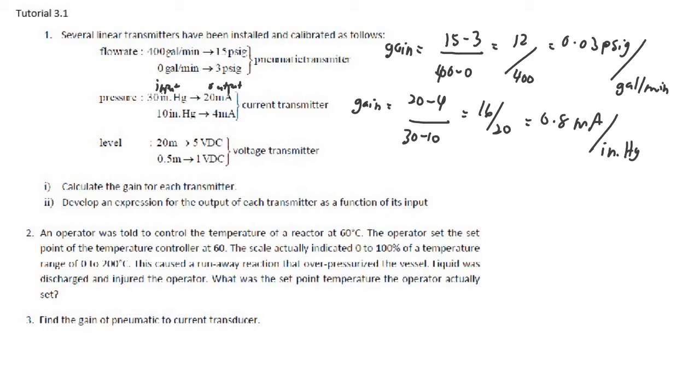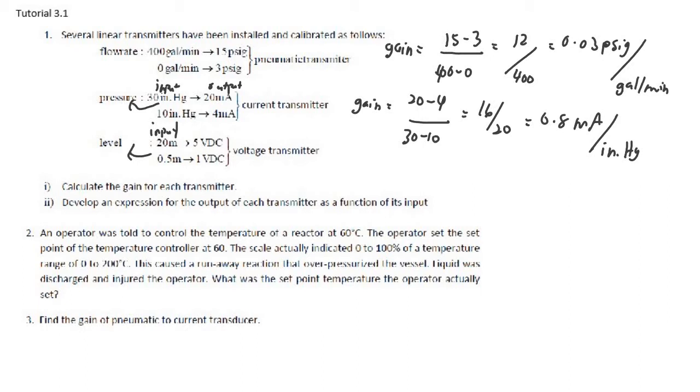Okay, for the level, basically this is the input for the transmitter. That means the value that we measure for your process variable. So the input is in meter, related to the level. For example, for the pressure, the unit is inch Hg, which is related to the pressure. This one also, gallon per minute is related to the flow rate.